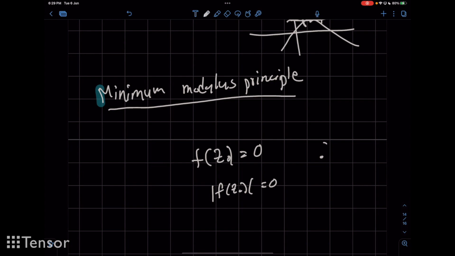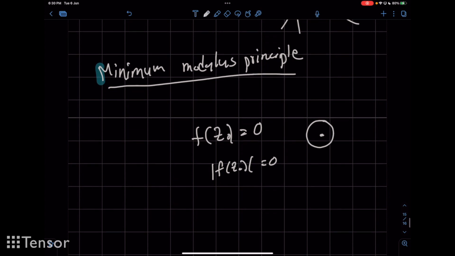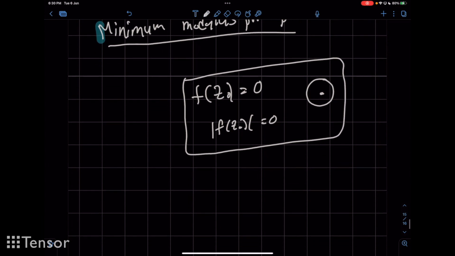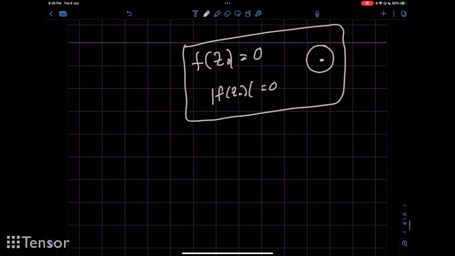So if I form any open ball centered at z0, the modulus of f of z0 is minimum in that open ball. But we can have non-constant functions as well, right? So we need to impose another extra condition, that f of z0 is non-zero. So I'm going to now state the minimum modulus principle. This was a side note.